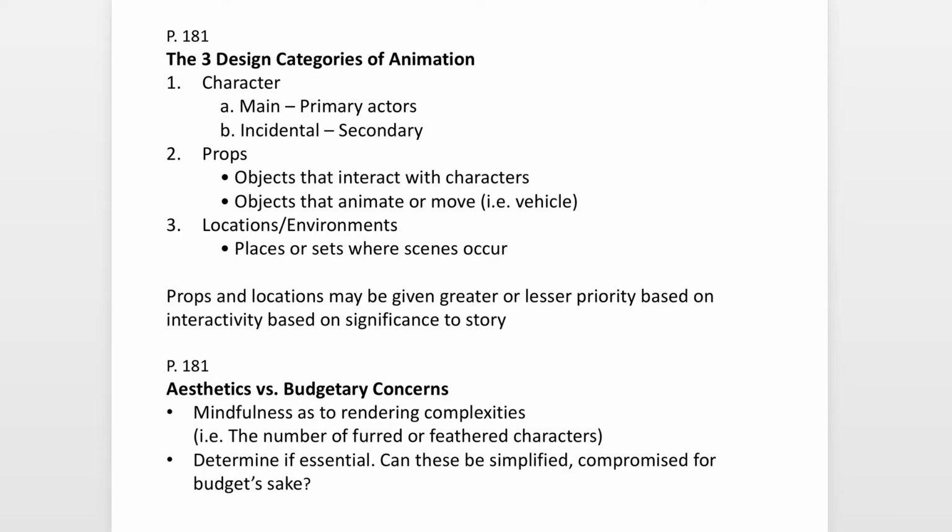Page 181, the 3 design categories of animation. Number 1, character. You'll be dealing with the main or the primary actors, and B, the incidental or the secondary. Number 2, props. Objects that interact with characters and objects that animate or move, for example, vehicles. And number 3, locations or environments. Those are places or sets where the scenes occur. Props and locations may be given greater or lesser priority based on interactivity, based on their significance to the story.